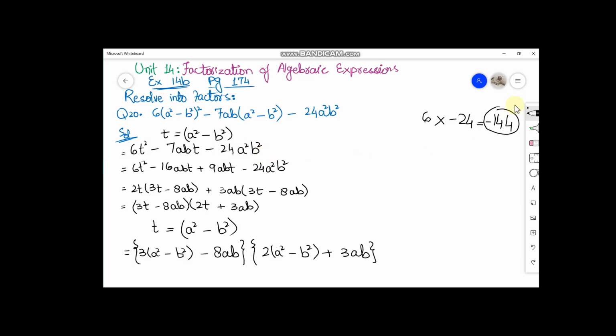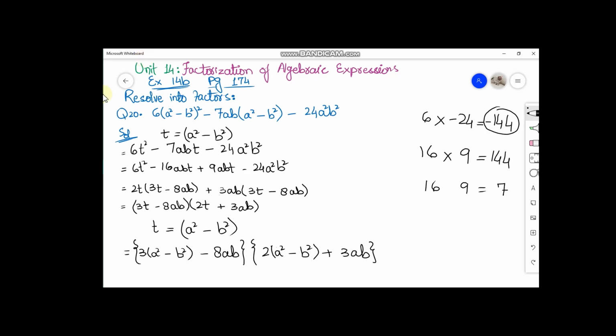So what was the factor? Minus 144. I have to find the table in which 144 appears, and from that table I have to break the middle term, that is minus 7. So if you are good in tables, then good, you can go for the table, but if you are not good in tables, you can go for the LCM method. So 16 multiply by 9 will give you 144, and 16 minus 9 will give you 7.